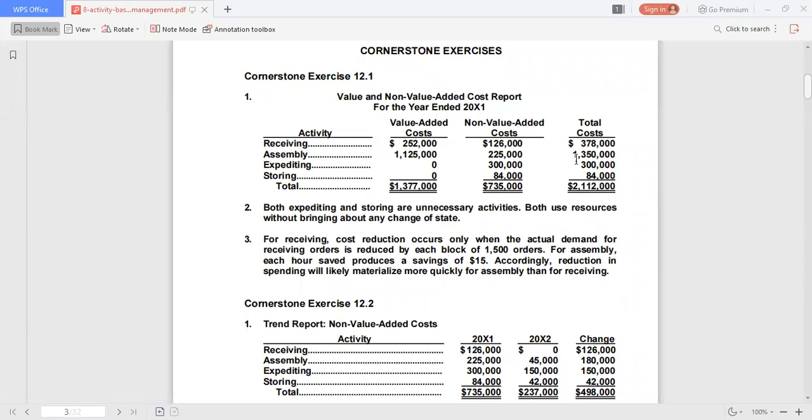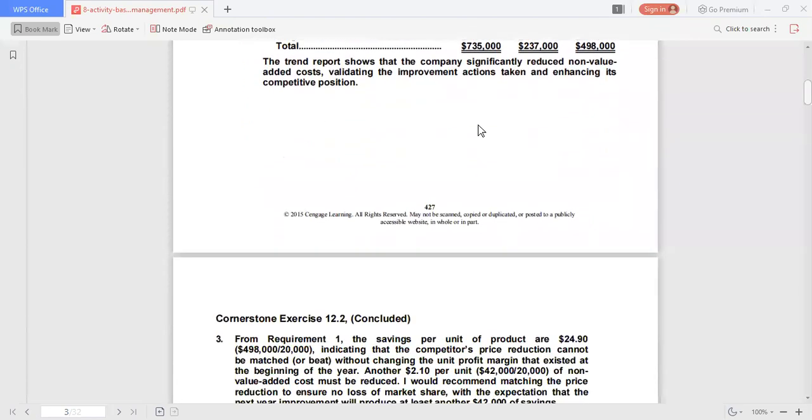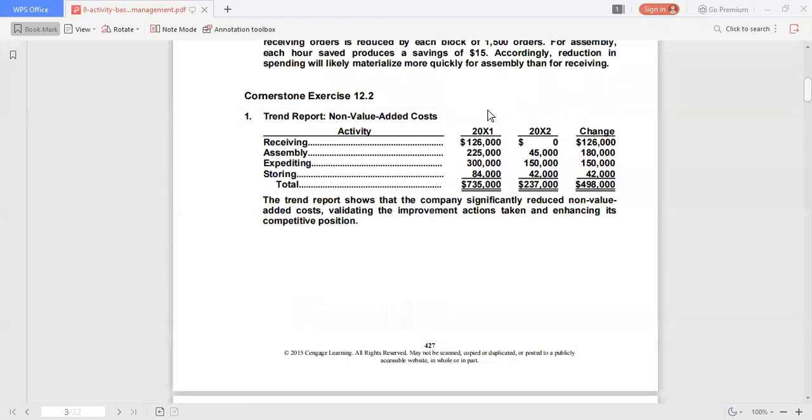Okay, so this will give you added ideas about value added and non-value added cost, which I have been mentioning earlier. Okay, so the non-value added costs are the costs that do not add value to the products, meaning they are not necessary. 2. Problem. Trend reporting for non-value added costs.